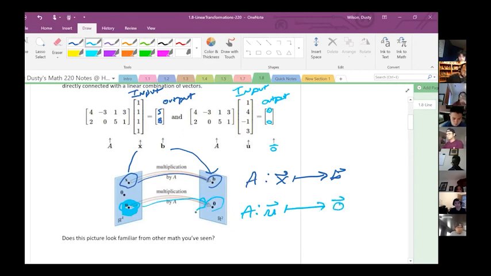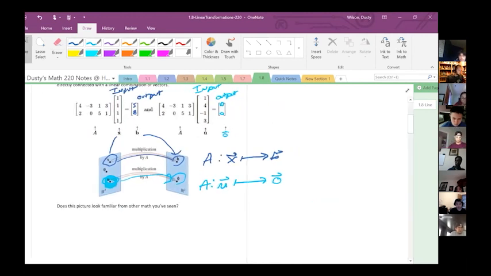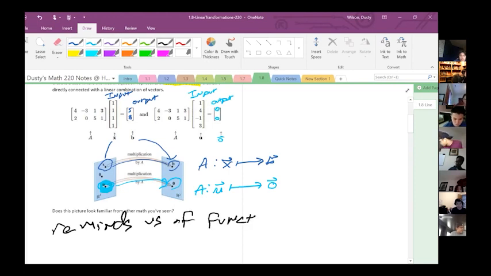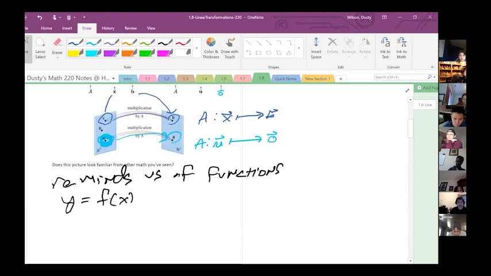Does this picture remind you of anything else you've seen in math? I kind of hope so. Think way easier than Laplace transforms. Think inputs and outputs. That's what I'm after. Function? Yeah, Gerald, yes, exactly. So this reminds us of a function. So we have our function, you could think about it like y equals f of x. That's kind of our old friend. Or maybe you could think about f. It takes in x's and spits out y's.